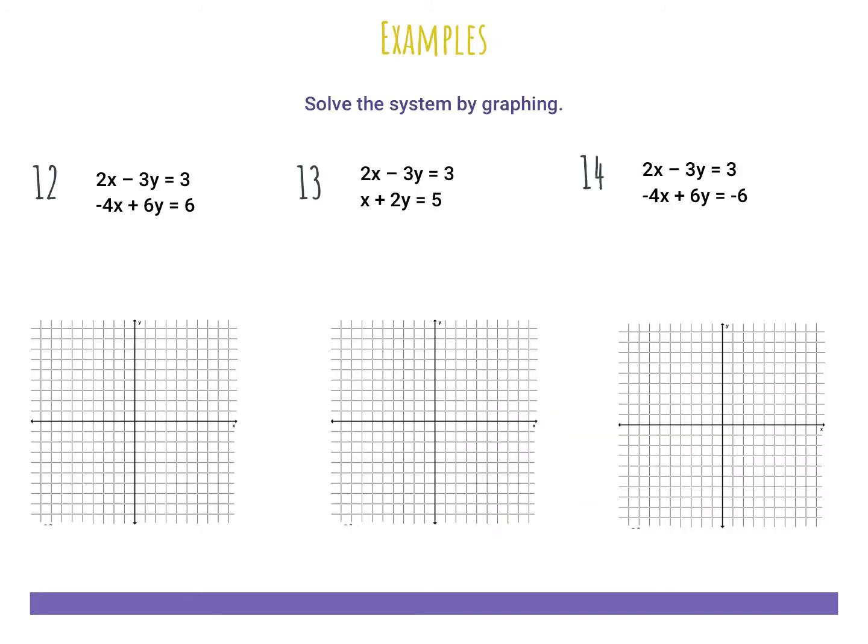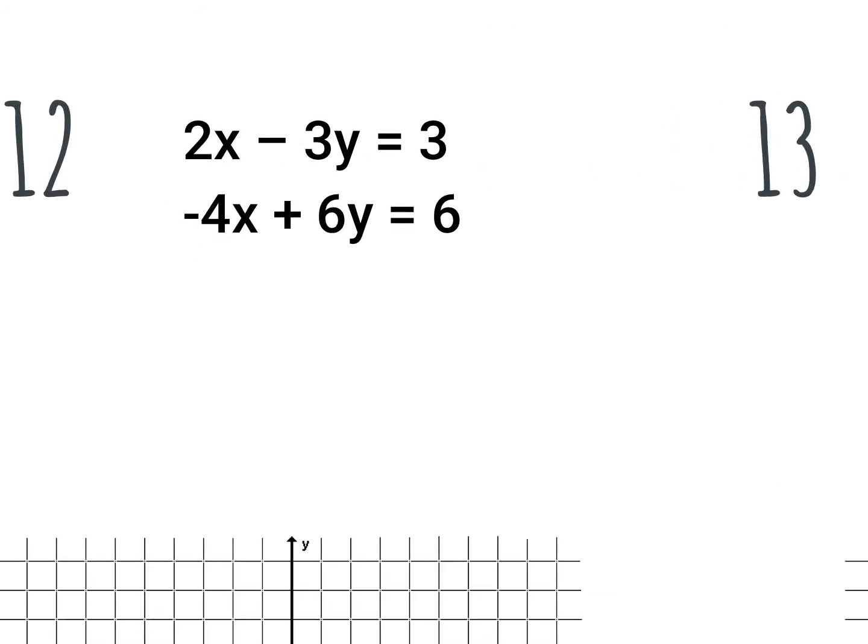All right, so the first one, obviously, it says solve the system by graphing. The first thing you want to do here is get these in slope-intercept form. So I want to take this and solve it for y. So I would get -3y equals -2x plus 3, and then divide all the parts by -3, and I get y equals 2/3 x minus 1.